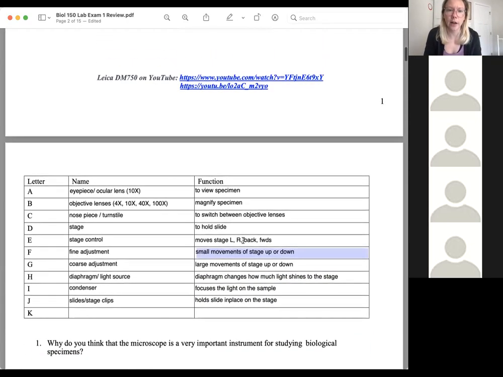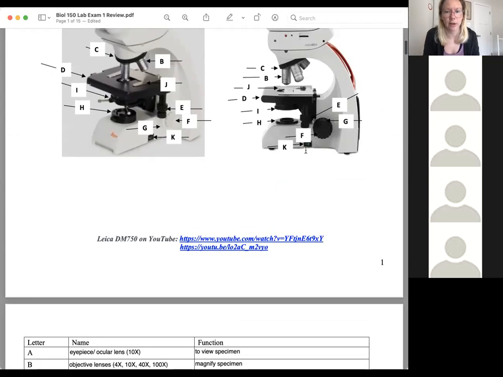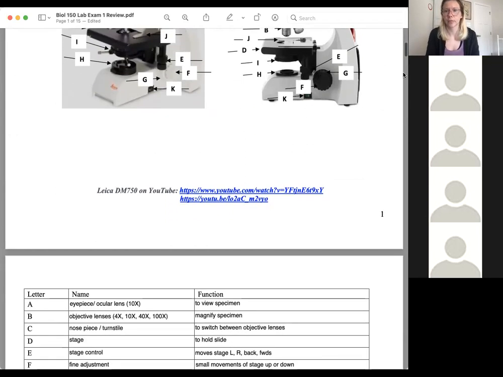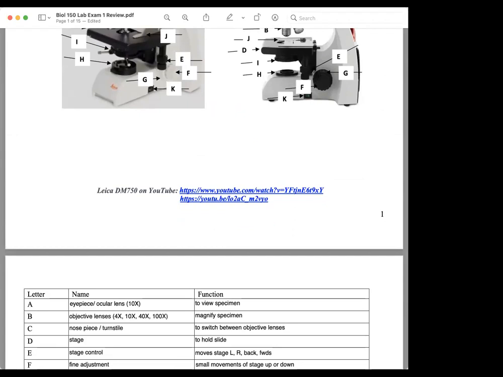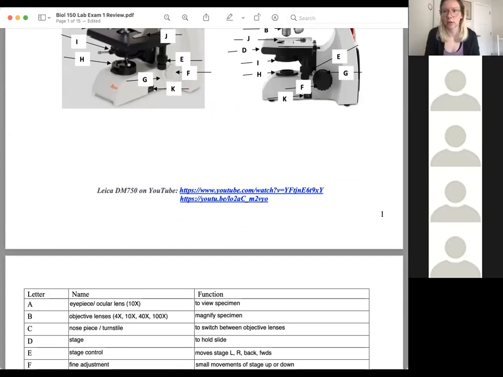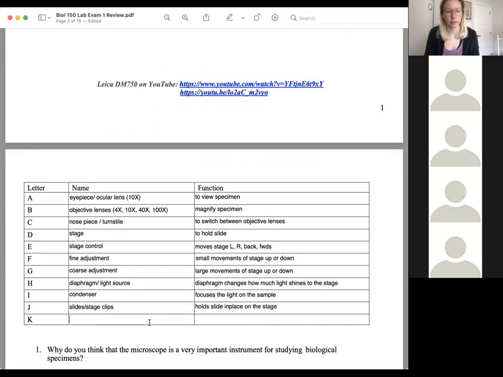Okay, excellent. And then finally, part K down here. Hopefully that's pretty straightforward. That's an on and off switch. Yeah, that's our power button, or the on-off switch. And so that's just what is going to turn the unit on or off.